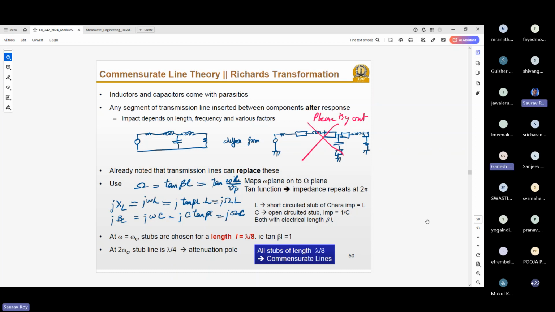Yes, any circuit will start dissipating power also. Dissipating means no, because it's L and C, right? Ideally, it will be a lossless line, and L and C definitely do not lead to loss, right?